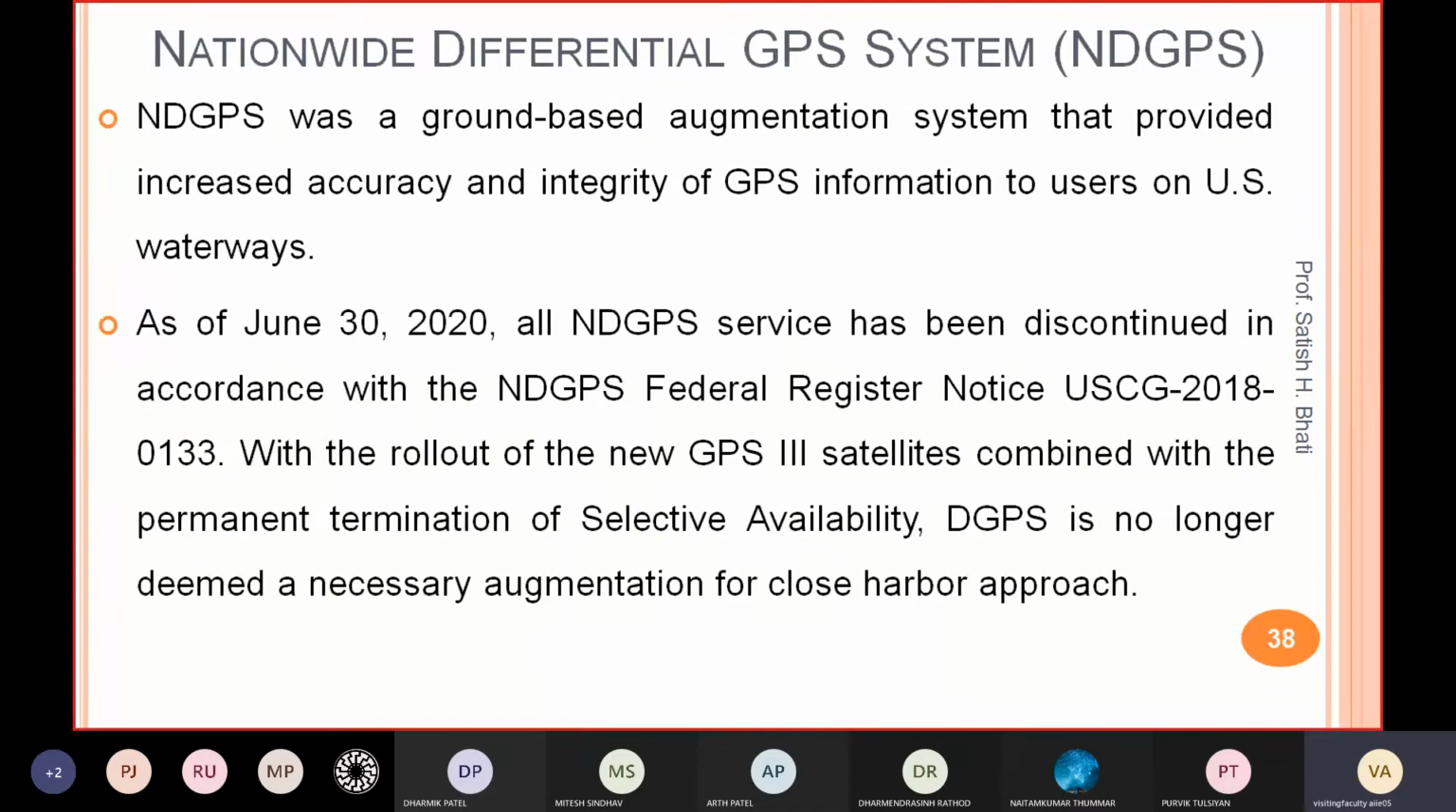And the NDGPS, the Nationwide Differential GPS system, right? It was a ground-based augmented system that provided increased accuracy and integrity of GPS information to users on the US waterways, right? So it's specifically used for marine, in the water.